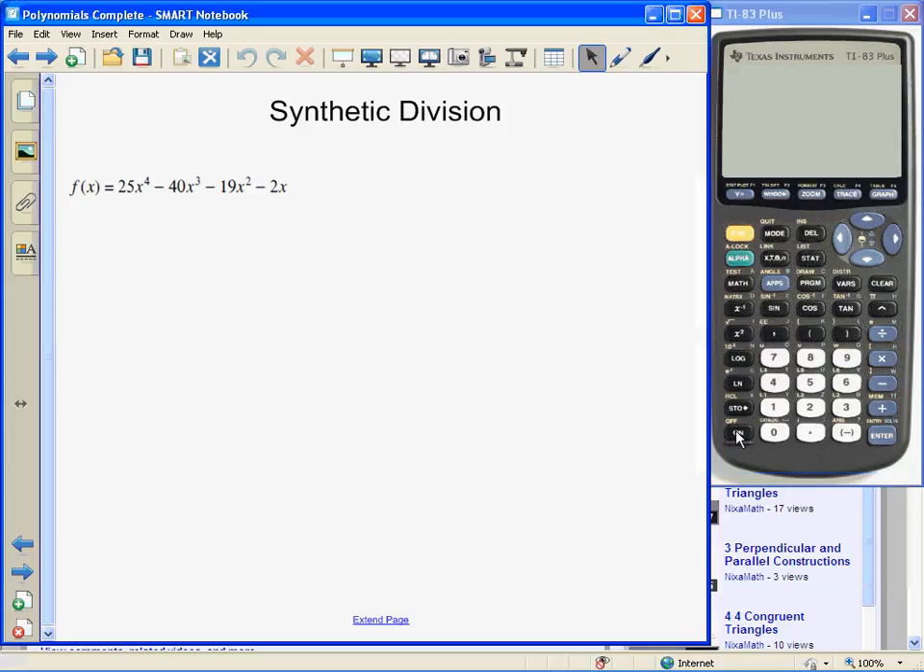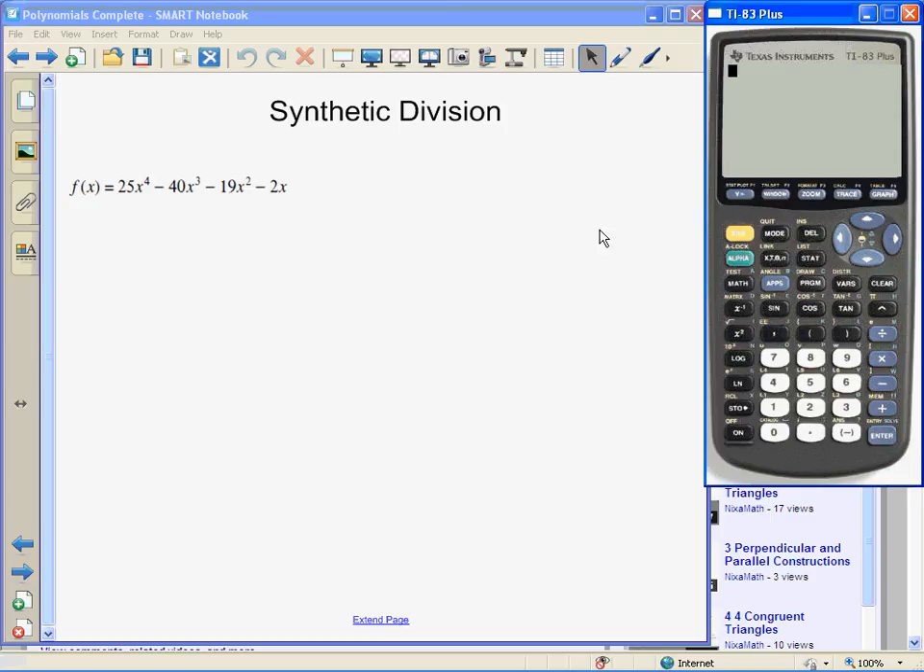Okay, so we're going to start off the same way we usually do. We're going to graph it. Oops, I forgot the 5 in there. 25x to the fourth minus 40x cubed minus 19x squared minus 2x.